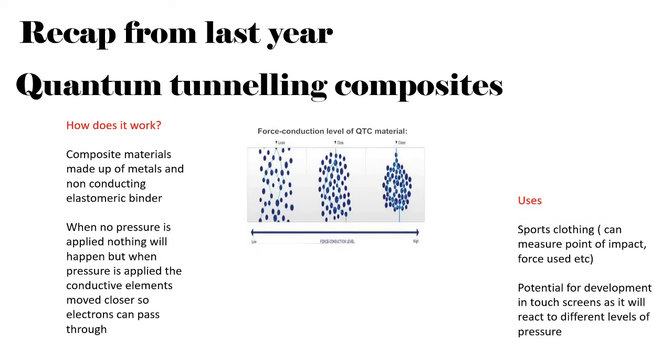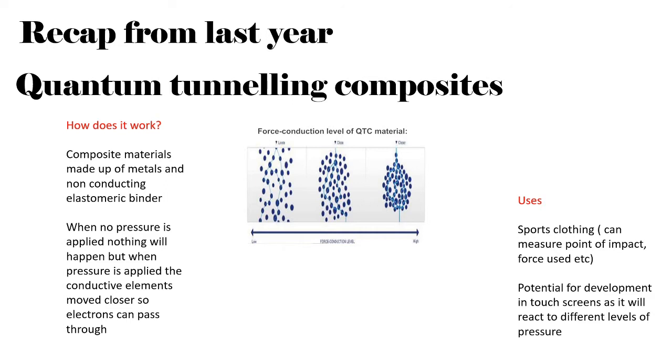So next is quantum tunneling composites. So this was basically the material that normally comes in a strip of rubber-esque type of material, and you've got all the particles on the inside of it, and if you do nothing to it, nothing happens at all, because all the particles on the inside of it are spaced out. If you were to apply pressure to it, you close the particles together, that then means that all of the electrons can pass through it and it starts to conduct electricity. And then if you press it harder, again, they're getting closer together, it means electricity can go through more.